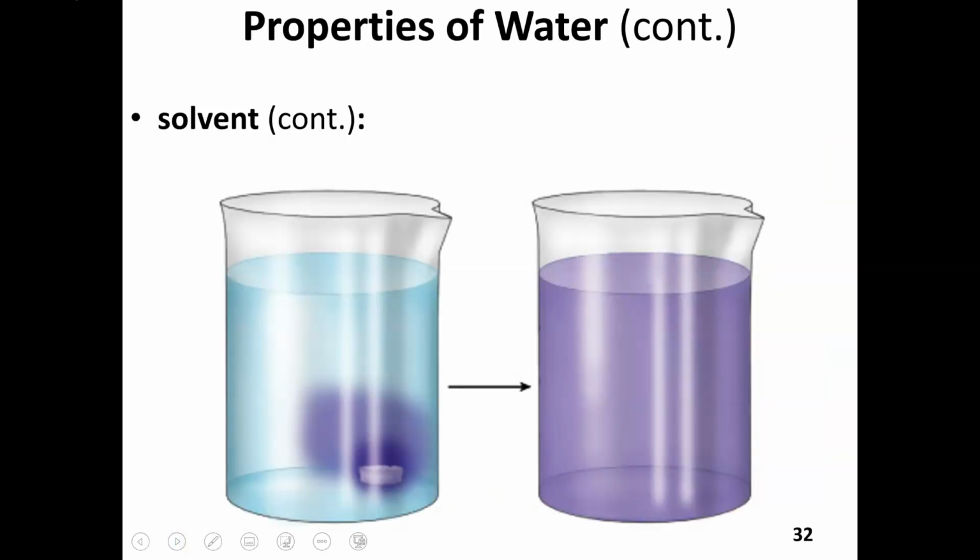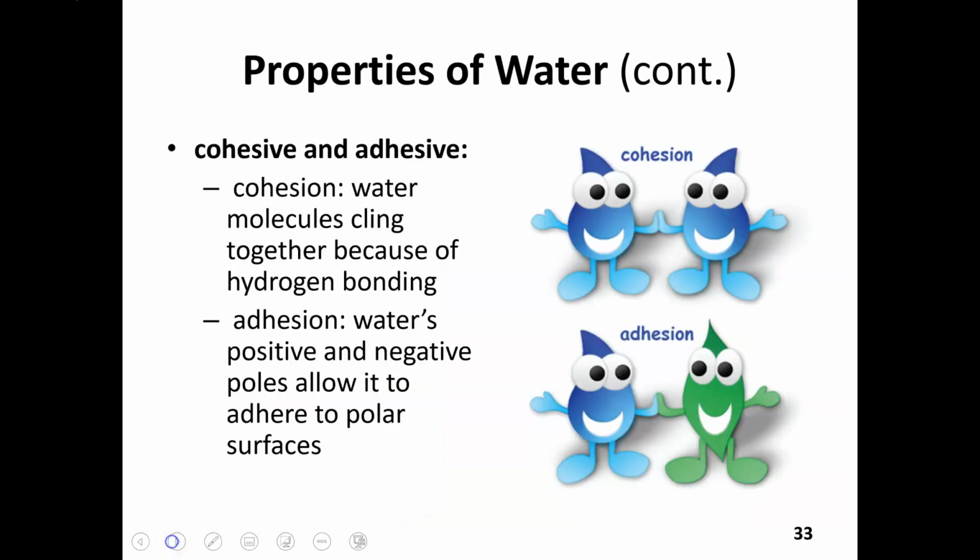And this is your figure showing just a little color tablet that is then changing the color of the water, because water, again, is a universal solvent for all polar molecules. Water is cohesive and water is adhesive. Cohesion means water sticks to itself. So the hydrogen bonds between water allow water to stick together.